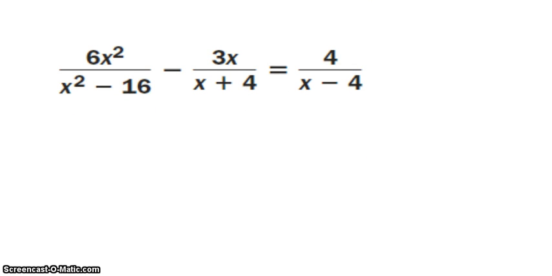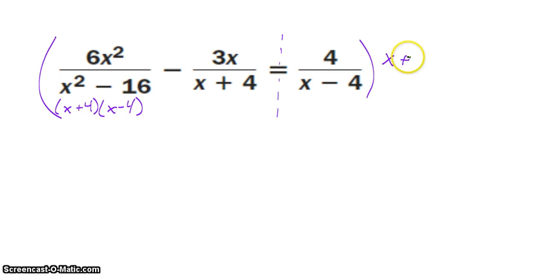Now let's take a look at another one, very similar. We have a choice of either combining these or just multiplying the whole thing by the LCD. So I'm going to make sure that my denominators are factored. That's factored, that's factored. So if I look at either side of my equation, here my LCD would be x plus 4, x minus 4. Here it's just x minus 4, so overall it's x plus 4, x minus 4.